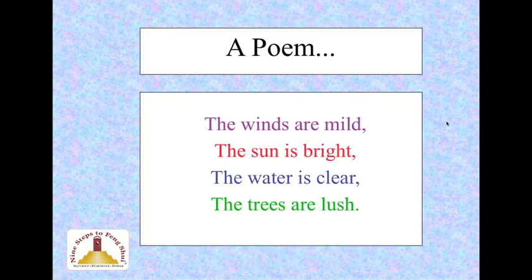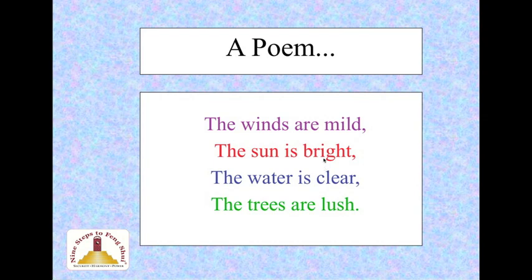So the term Feng Shui, wind and water, some people believe is actually a short way of referring to a poem that was to describe an ideal place for settling. And the poem was, "The winds are mild, the sun is bright, the water is clear, the trees are lush." So over time, people just got to refer to this as wind and water. Wind water became the representation of this ideal place for settling.